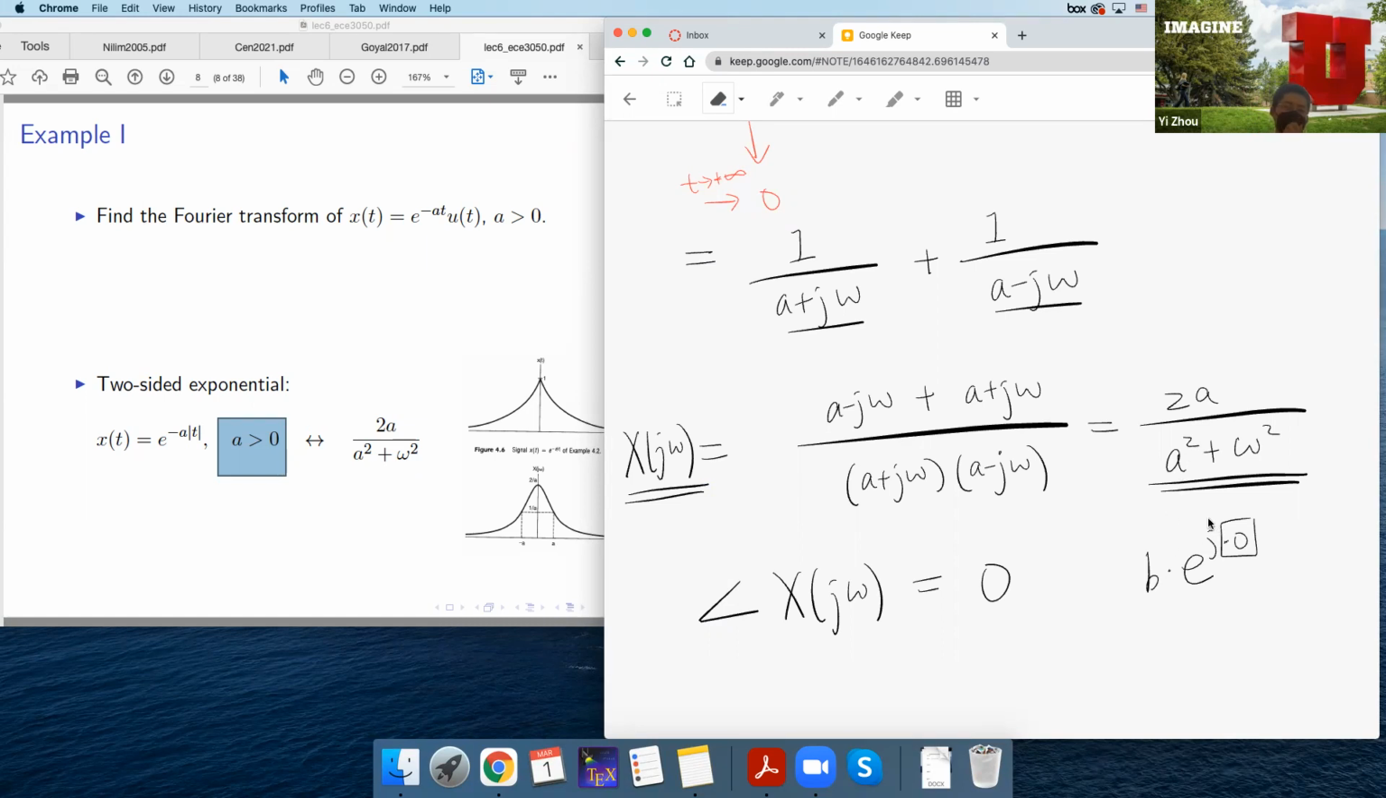So for all positive real numbers, the corresponding phase is 0. If some of these real numbers are negative, then the phase should be pi instead of 0. So the phase can change the sign of the real numbers. But in this case, this is always positive, so the phase is always 0.